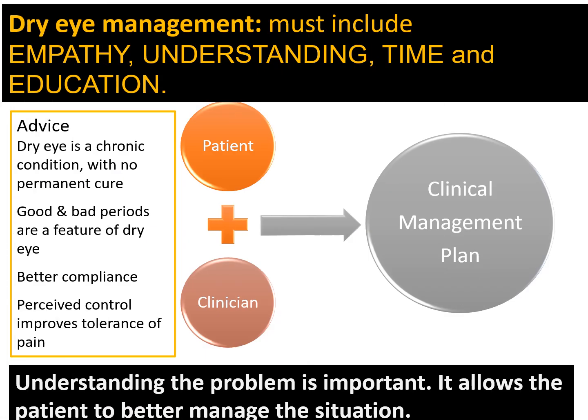So for successful management of this entity people call dry eye, empathy and understanding on the part of the clinician and time to educate the patient is crucially important. Hence this presentation, to be honest. Dry eye is often a chronic condition with no permanent cure, and best outcomes are achieved when the patient understands the real problem. Recommended interventions then make sense and compliance improves. Any management plan should always be an agreed one between patient and clinician for it to be successful.